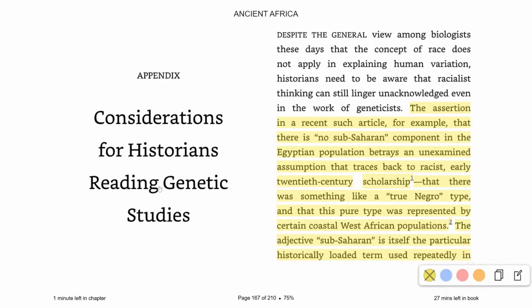I think this will be good for the Kadika audience who are into higher level learning or higher education materials, secondary sources, etc. So it says, considerations for historians reading genetic studies. That's important. Mind you, I learned this in African history elective, and I also learned this in advanced linguistic elective as well. So this is no different for me or historians.